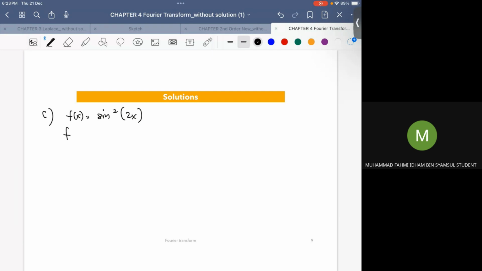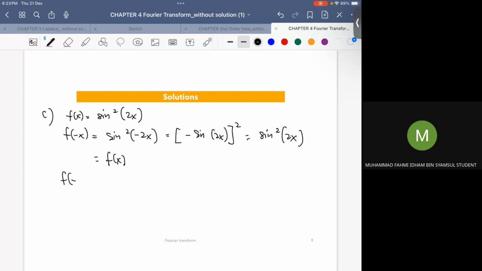So we try to put negative x here. So we get sine square negative 2x here, where sine negative 2x is actually equal to negative sine 2x with the power of square. So this one is equal to sine square 2x, and this is equal to f(x). So since f(-x) equal to f(x), we make the conclusion this is the even function.